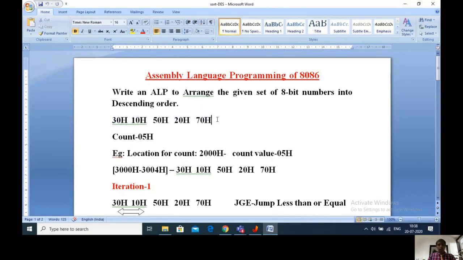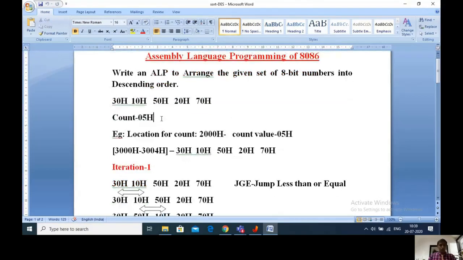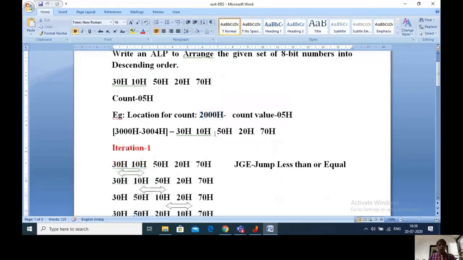For this particular problem I am taking the count as 5. And what are the numbers? 30, 10, 50, 20 and 70H are the numbers I am selecting, and I need to arrange these numbers into descending order. Here also what is my count? 5. For storing this count I need one location, so I am selecting 2000H as the memory location for the count value.